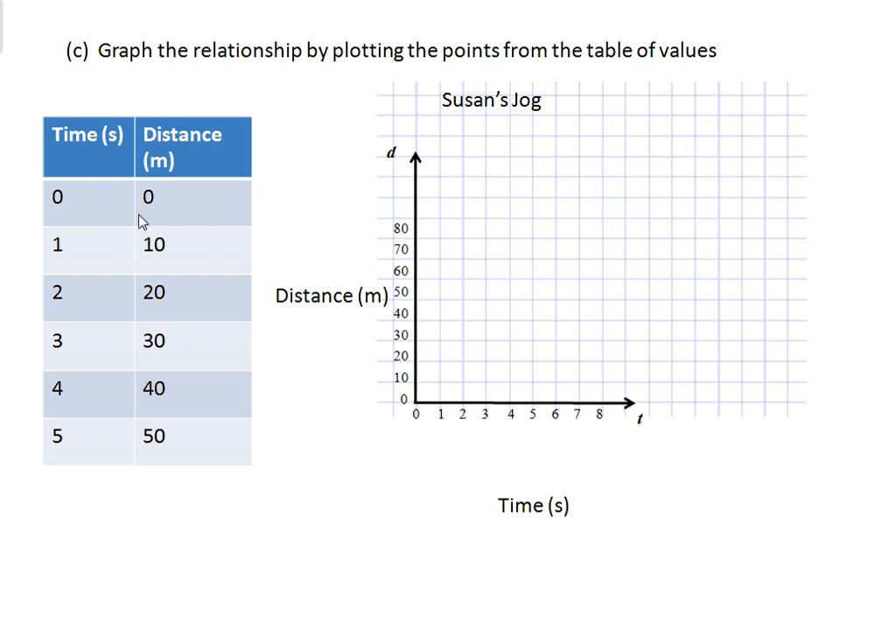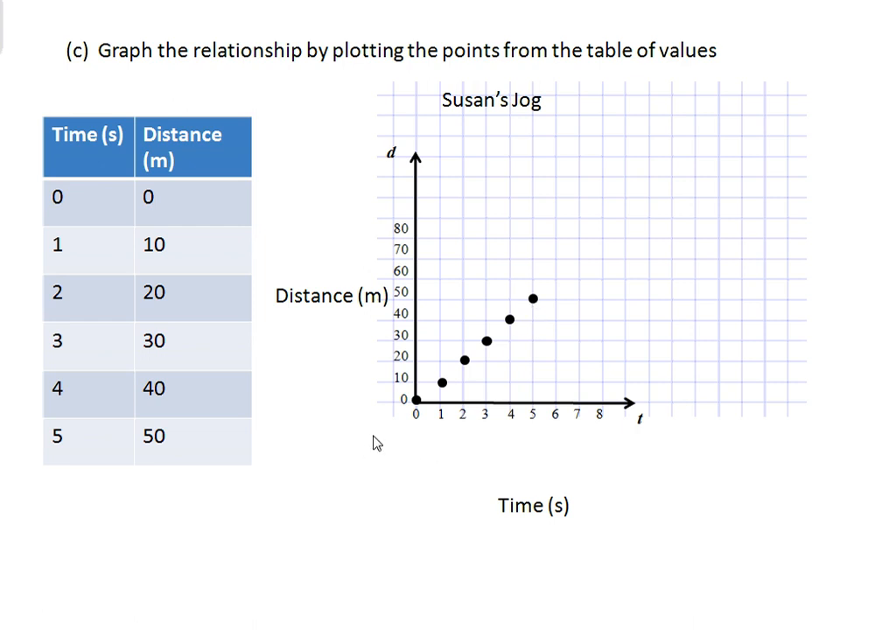So the first point is 0, 0. So when time equals 0, distance equals 0. You can plot that right there at 0, 0. The next coordinate pair given to us by our table of values is 1, 10. So when time equals 1, distance equals 10. Third is 2 and 20. So we go over 2 for time, up to 20, and so on and so forth. Every time we go over 1 second, we're going to go up 10 meters. Over 1 second, up 10 meters.